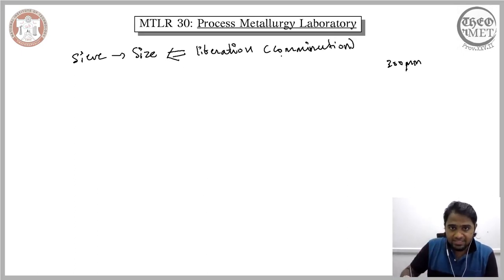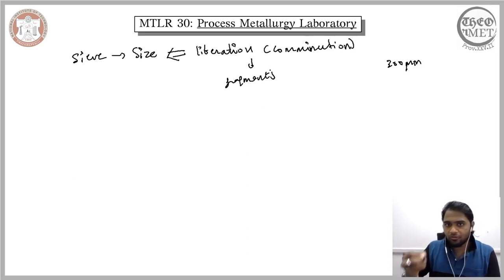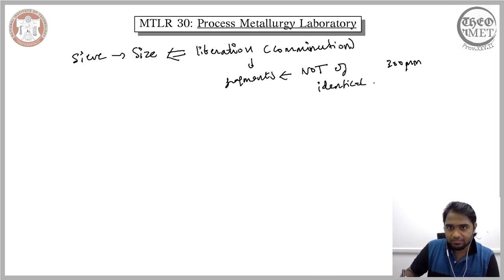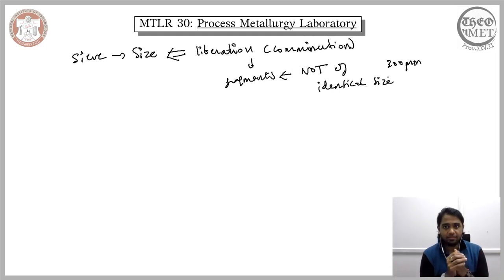of identical size. So the feed that you are giving in, or the test that is being performed for the sieve analysis, is fragments that come out of liberation, and a critical feature of these fragments is that they are not of identical size. So this means that each category of fragments has its own characteristic size.